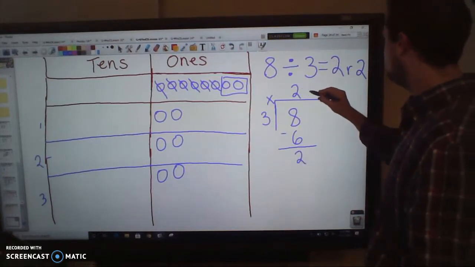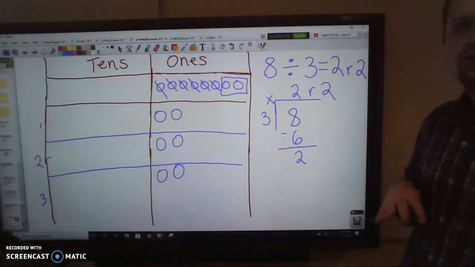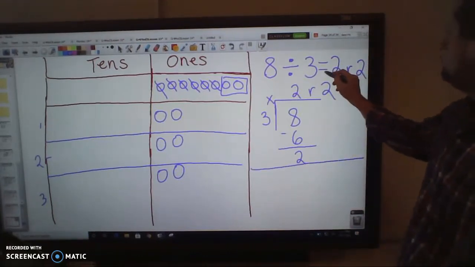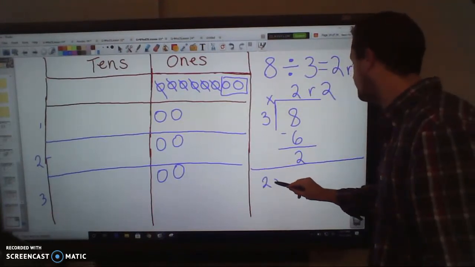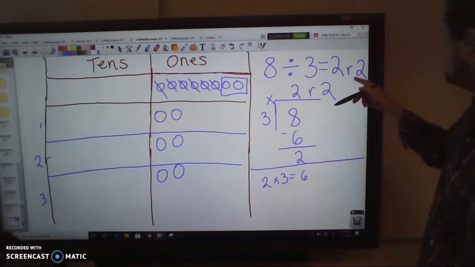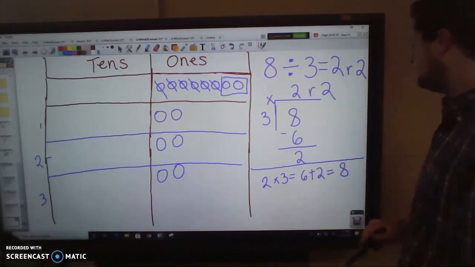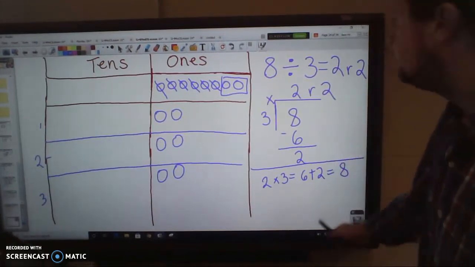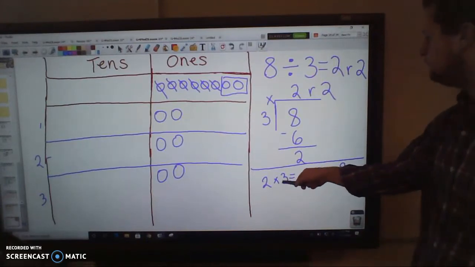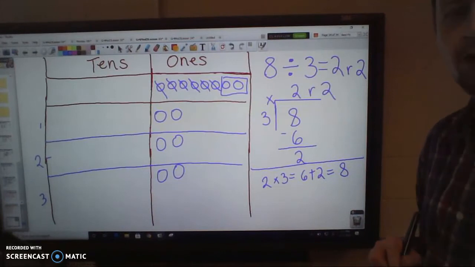So 2, remainder 2. Okay, now check our work. 2 times 3 equals 6, plus the remainder. So 6 plus 2 equals 8. So our answer is 2, remainder 2, and we checked it by doing 2 times 3, which is 6, plus the remainder, which is 8. Let's take a look at another one.